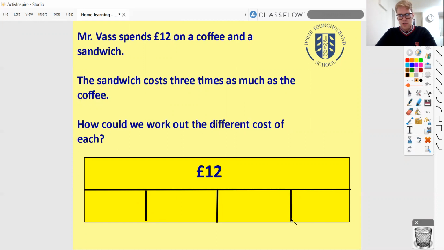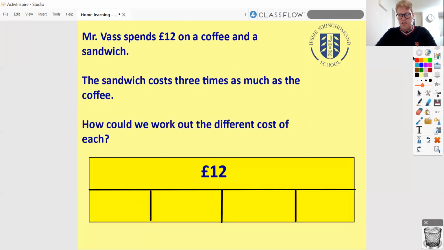Now, I'm actually just going to use some color coding here so you can understand this a bit better. So my sandwich, I'm going to color in blue, and that's 1, 2, 3 of these blocks. I don't know what the blocks are worth yet, but I know it's 3 of them. And then my coffee, I'll do brown for coffee, is the remaining 1.